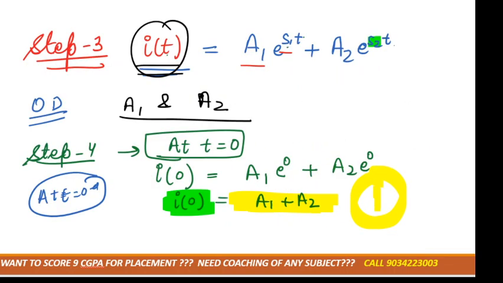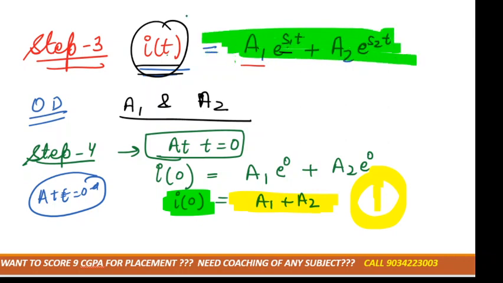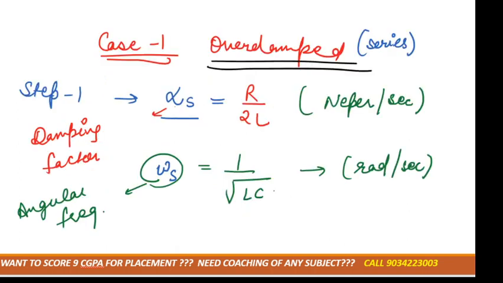After getting the value of a1 and a2, we can put it in the standard equation. Now we know the value of a1, s1, t will remain as it is, a2, s2, and again t will remain as it is. This is the case of the overdamped series case. Got it?